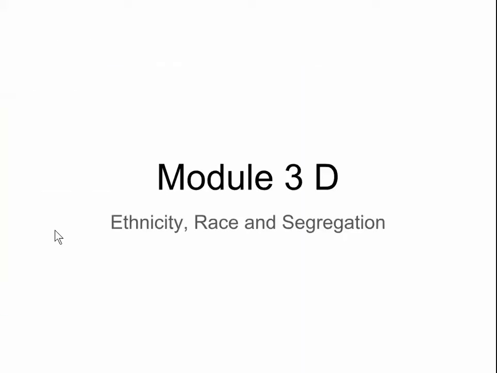Okay, so welcome to Module 3D. We're going to be talking about ethnicity, race, and to some degree segregation in the Americas. We're going to be using the United States as a case study for contemporary ethnicity and race.